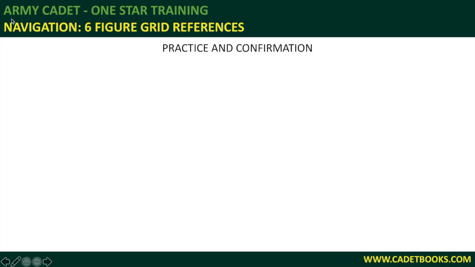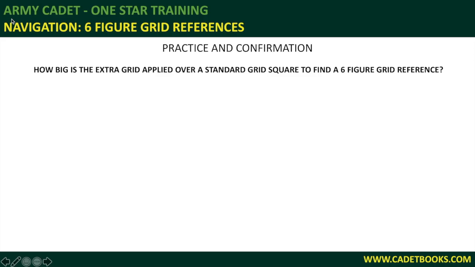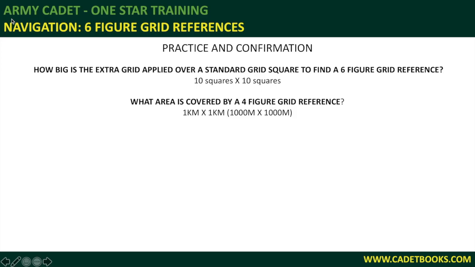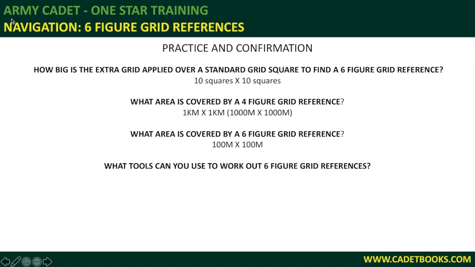Practice and confirmation. How big is the extra grid applied over a standard grid square to find a six-figure grid reference? 10 squares by 10 squares. What area is covered by a four-figure grid reference? 1 kilometre by 1 kilometre, or 1,000 metres by 1,000 metres. What area is covered by a six-figure grid reference? 100 metres by 100 metres.